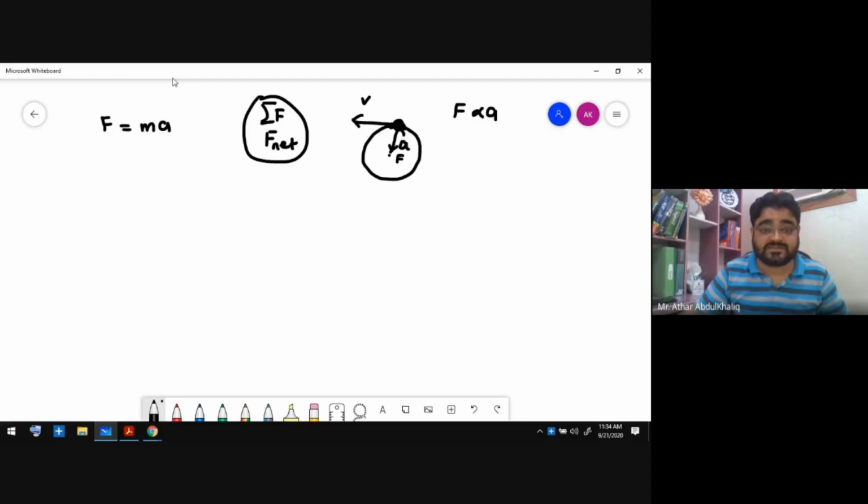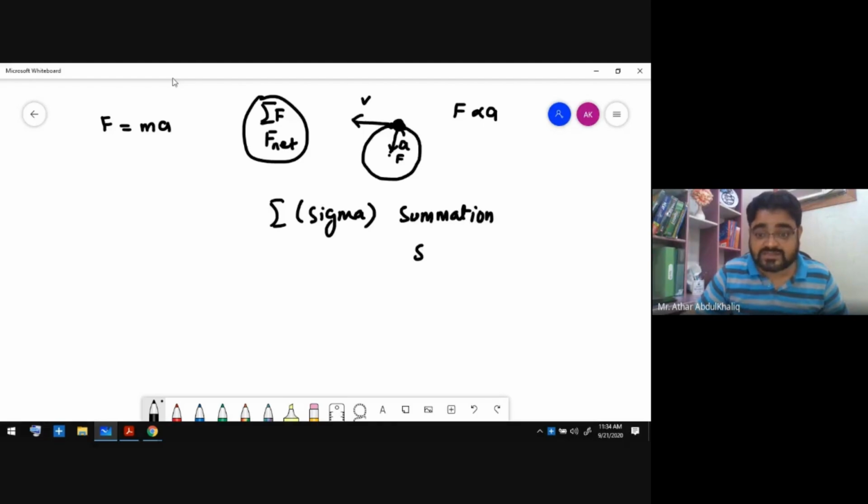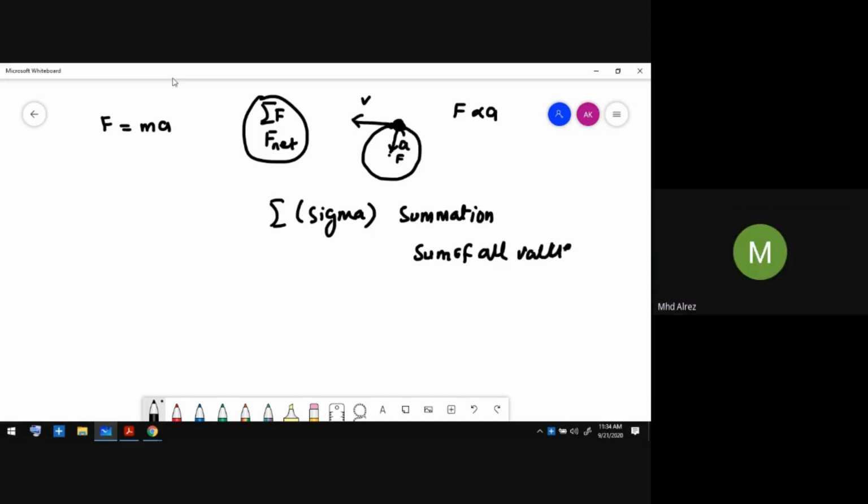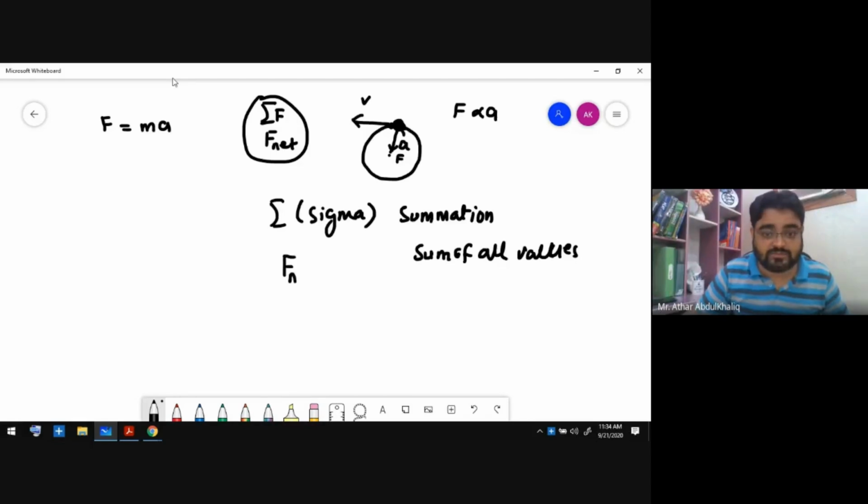This sign, sigma, means sum. It is also called summation. Sigma means the sum of all values, the sum of all forces, you can say. So sum means net. So if there is more than one force acting, you add them up and you will find the net. For this case, there is only one force we are discussing. That's why I just put F is equal to ma.